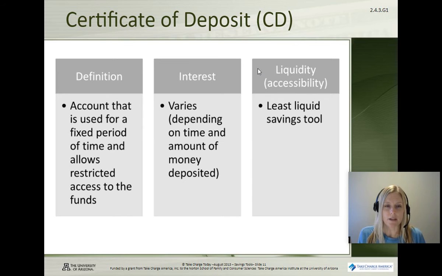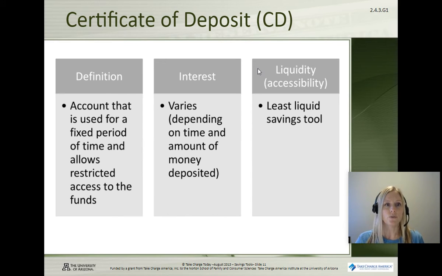A certificate of deposit, also commonly known as a CD, is an account that's used for a fixed period of time, and it allows restricted access to the funds. The interest is going to vary. So, for example, you can set up a CD for 1 year, and the opening amount has to be $500. There's all kinds of different ones that you can open, but that's just an example. And so if you put $500 in and you leave it in there for a year, then you're going to get the most benefit out of that CD.